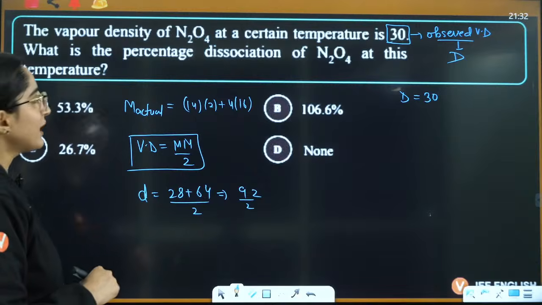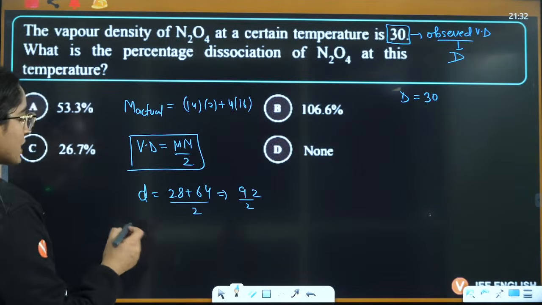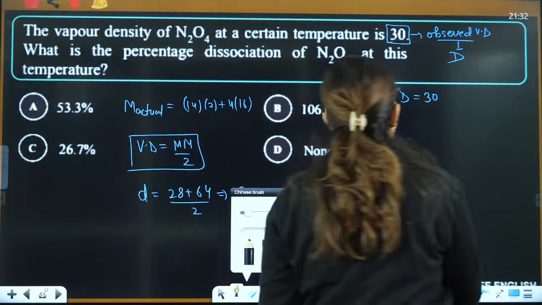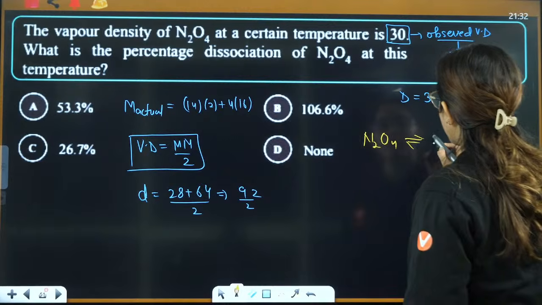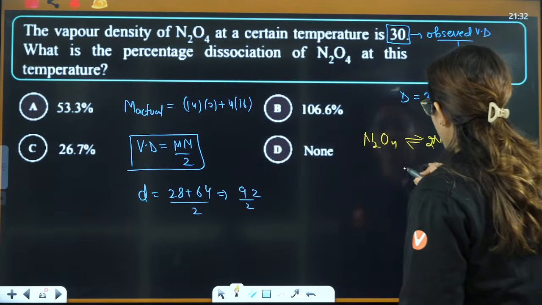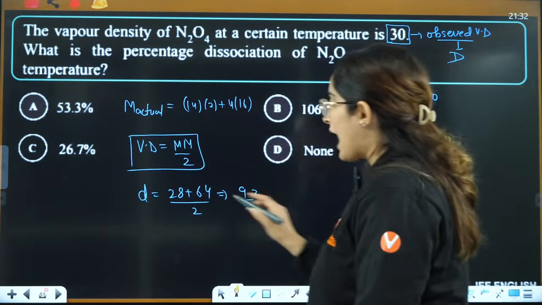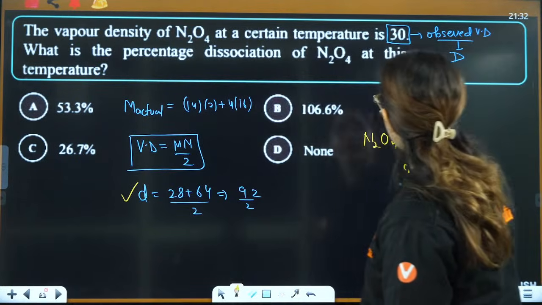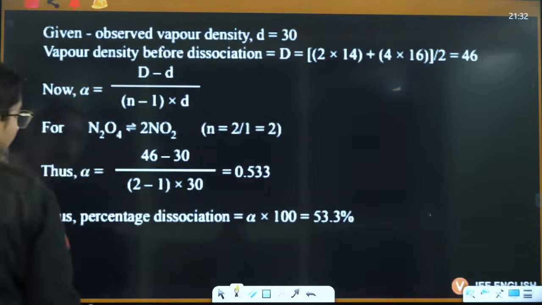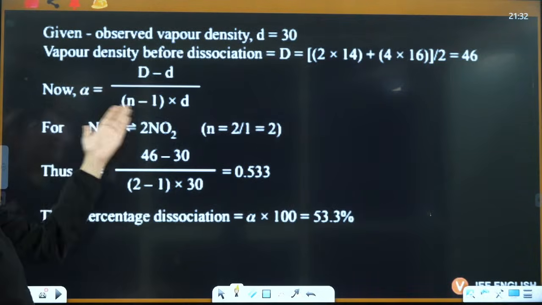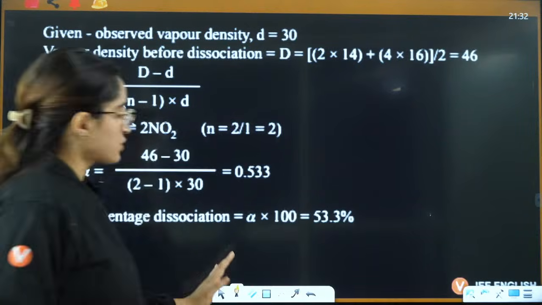This is small d. Now, what is the value of n from here? If you see this particular reaction, this is N2O4 giving rise to NO2. So, n is going to be 2 by 1, that is 2. So, you have the value of small d, you have the value of capital D, you have the value of n. Just put it there and you will get your answer. This is the formula. Put all the values here and you will have your answer. Okay, right?